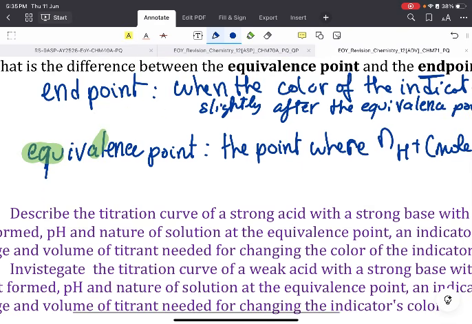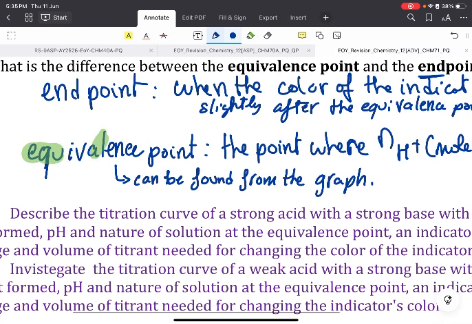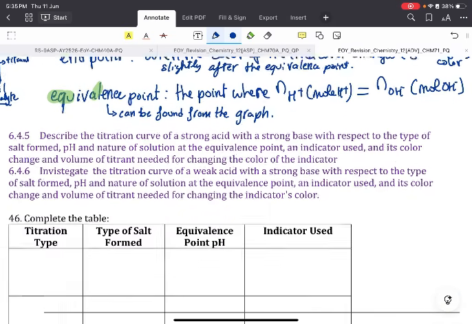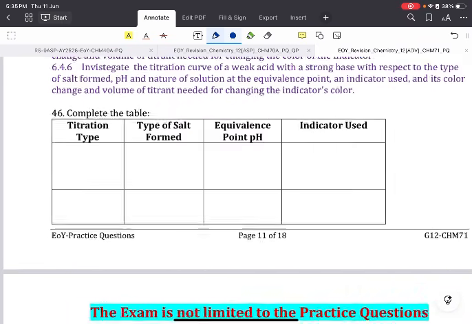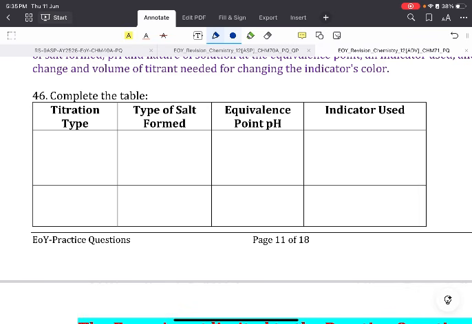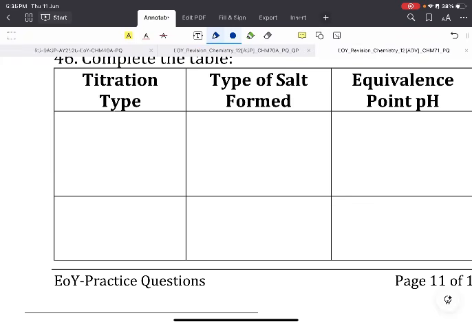Now, usually the equivalence point can be found from the graph. It's going to have three possible values for pH: either above 7, below 7, or equal to 7. Now, let's move on to the next question, and I'm going to explain what I said about above or below. Now, the titration type.